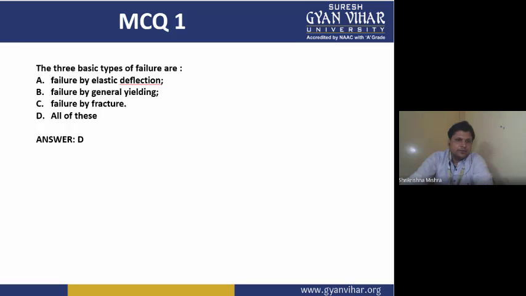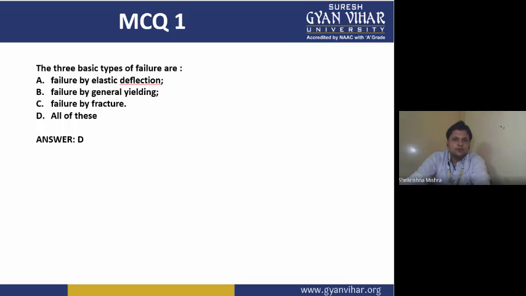And D. All of A, B, C. Now, we all know that different materials fail by different methods. In the case of brittle materials, they generally do not yield. There is no plastic deformation in brittle materials. They directly get broken into two pieces. If this is a brittle material, it will not elongate. It will directly get broken into two pieces.